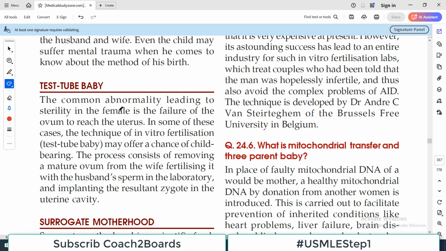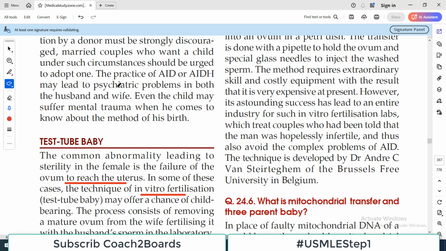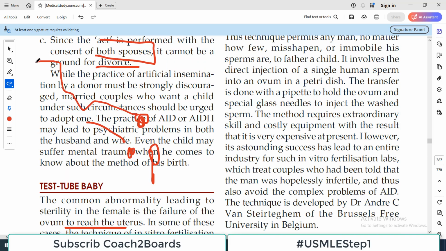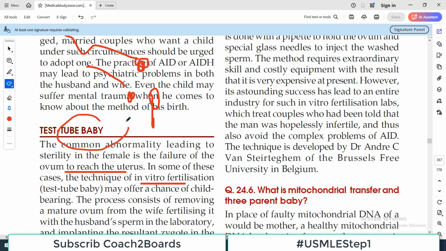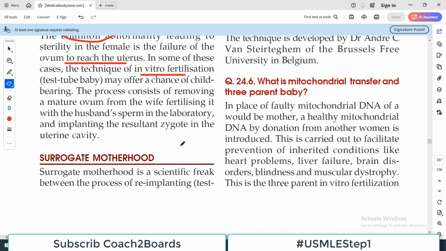The common abnormality leading to sterility in the female is the failure of the ovum to reach the uterus. In some of the cases what we do is in vitro fertilization. So फीमेल बॉडी से ओवम निकाल लेते हैं, मेल बॉडी से स्पर्म निकाल लेते हैं, जायगोट बन जाता है, इसको उठा करके फिर जाकर के खुद डालते हैं यूट्रस के अंदर. This is what we call a test tube baby basically. Okay, what is surrogate motherhood?